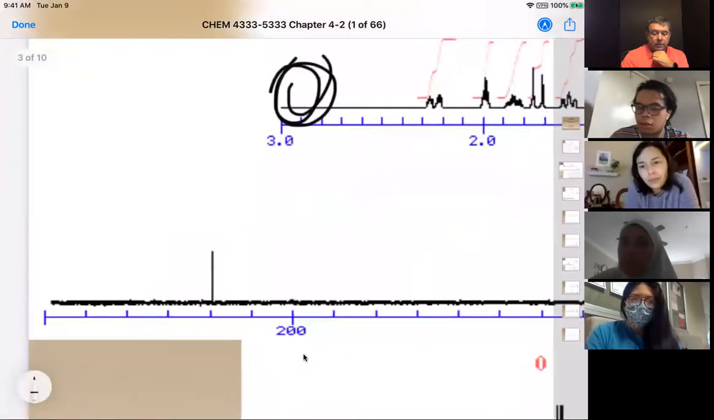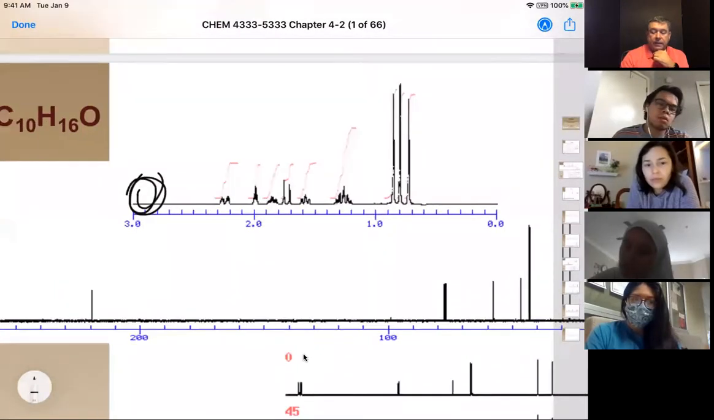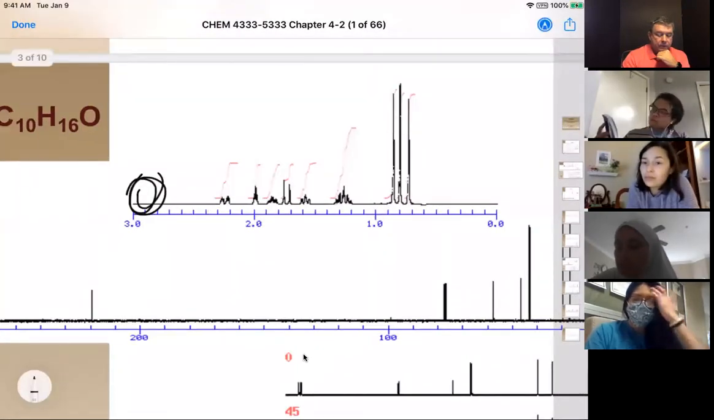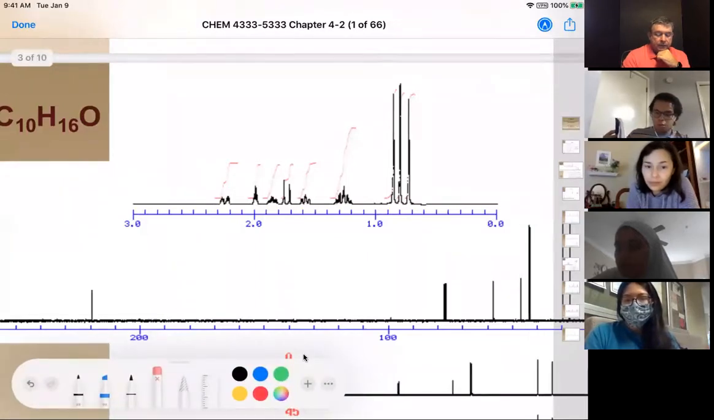Let's go look at the carbon NMR. Okay, so we don't have any ethers, and we don't have any alcohols, because our proton NMR would have shown something above 3 here, right here.